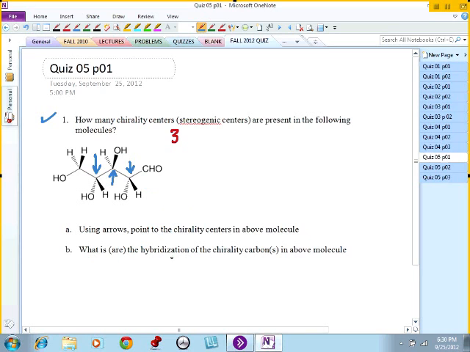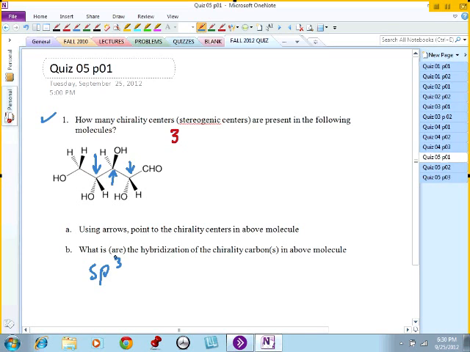Now we ask, what is the hybridization of each of the chirality centers? What is it? sp3. The point to be made here is that anytime you are discussing or talking about chirality centers, that carbon or that atom must be an sp3 hybridized atom. Okay, keep that in mind.